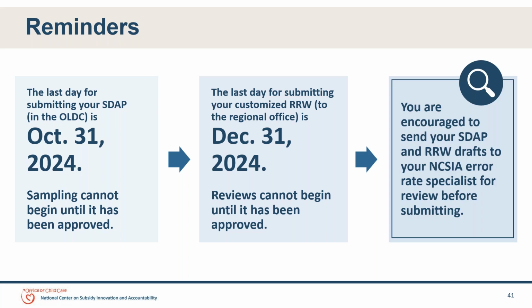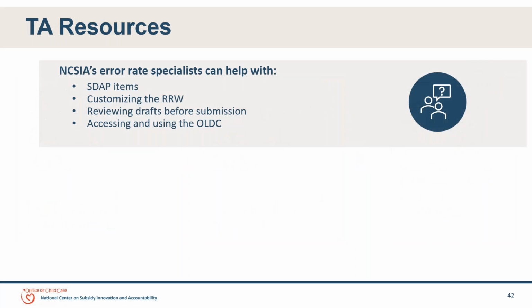You're encouraged to send your drafts of your SDAP and record review worksheet to your error rate specialist at NCSIA before you submit them. And that just allows us to take a look at your drafts and provide any feedback on them, make sure everything is in there that needs to be. And if there's any problems, then you can fix them before you do your submission, and it usually makes the whole submission and approval process go by a lot faster. So we highly recommend doing that.